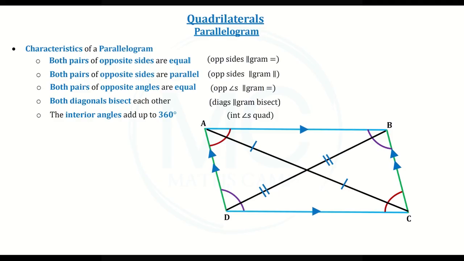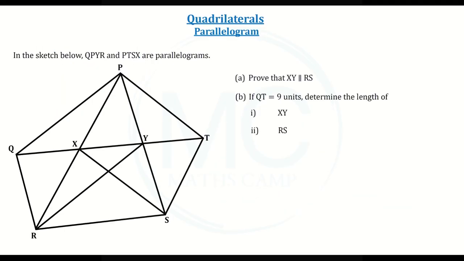Let's look at our example. In the sketch below, QPYR and PTSX are parallelograms. A, prove that XY is parallel to RS. And B, if QT is equal to 9 units, determine the length of 1, XY, and 2, RS. Let's start with part A. Prove that XY is parallel to RS.